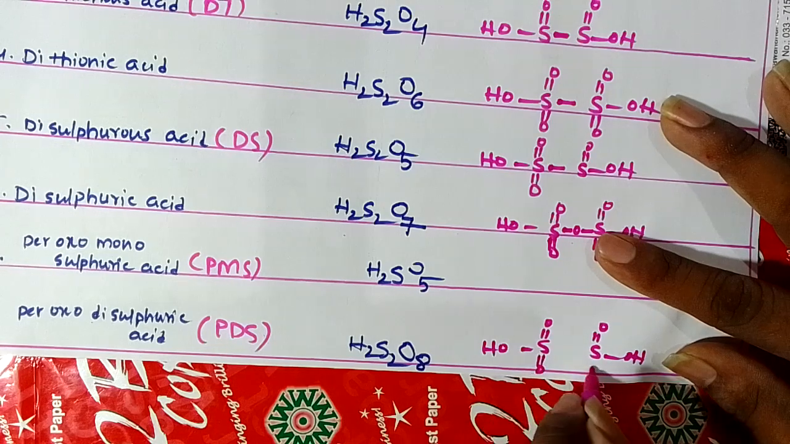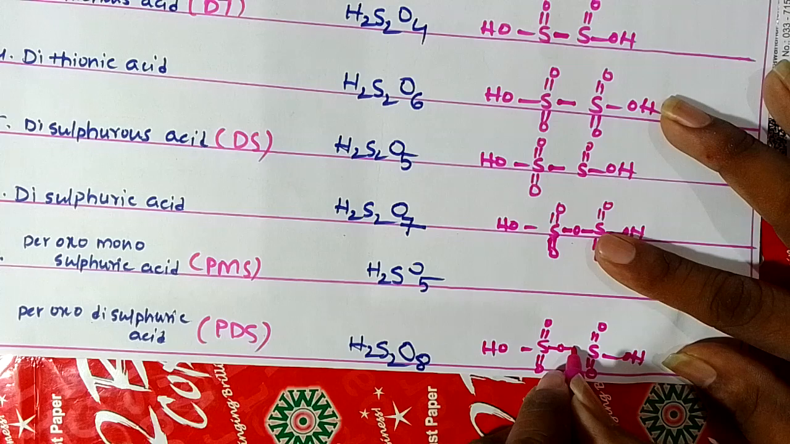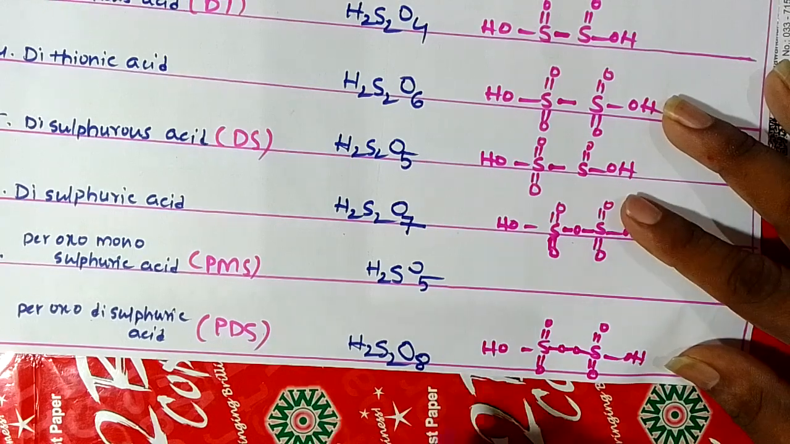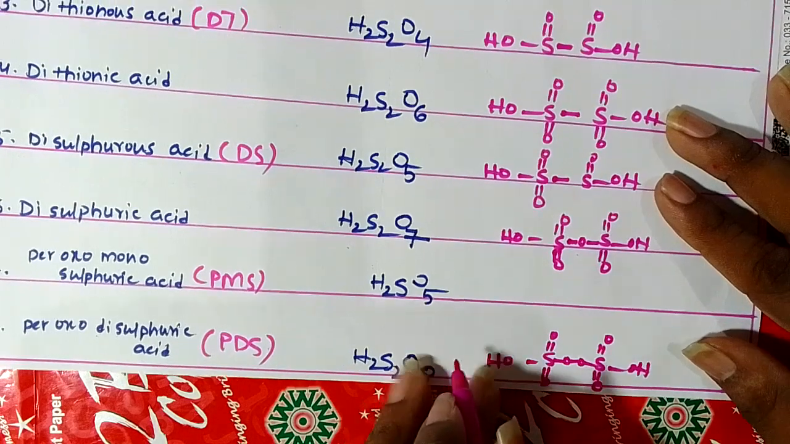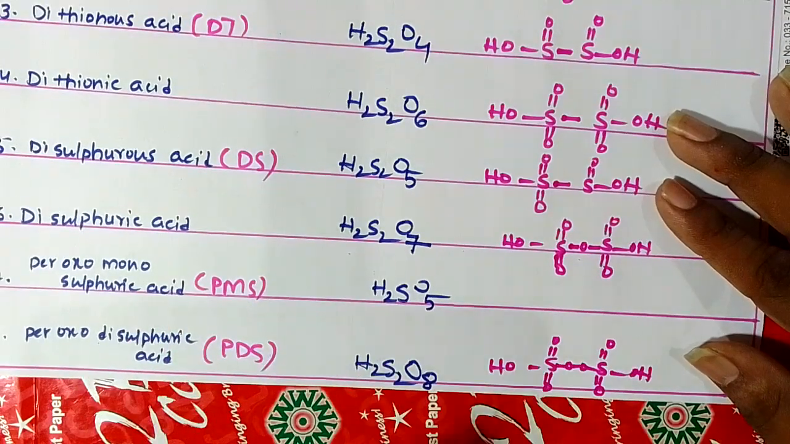We can write like this. Two oxygen atoms exist like this, and the remaining two oxygen atoms exist like this. So this is the structure of peroxodisulfuric acid. Now coming to peroxomonosulfuric acid, H2SO5.